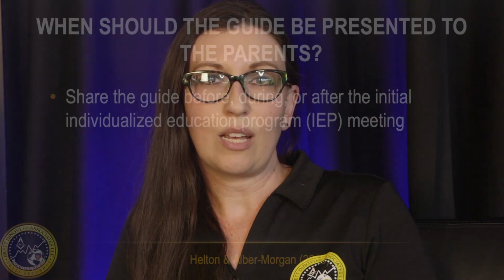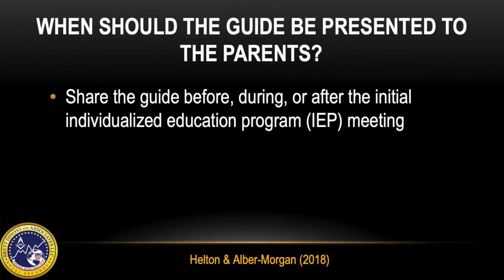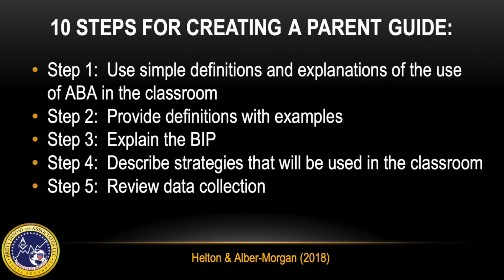The following are Helton and Albert Morgan's 2018 10 Steps for Creating a Parent Guide. These 10 steps can be shared with parents before, during, or after an initial IEP meeting. Step 1. Use simple definitions to briefly describe ABA and the use of ABA in the classroom setting. In the classroom, the socially significant behaviors that will promote the student's development of skills, including academics, like having a pencil and a book ready for the teacher's lesson.